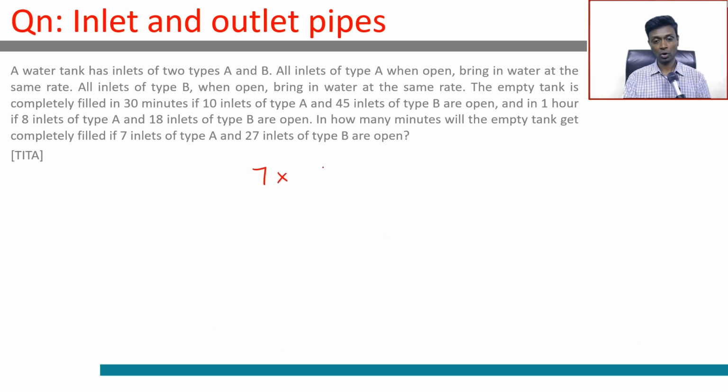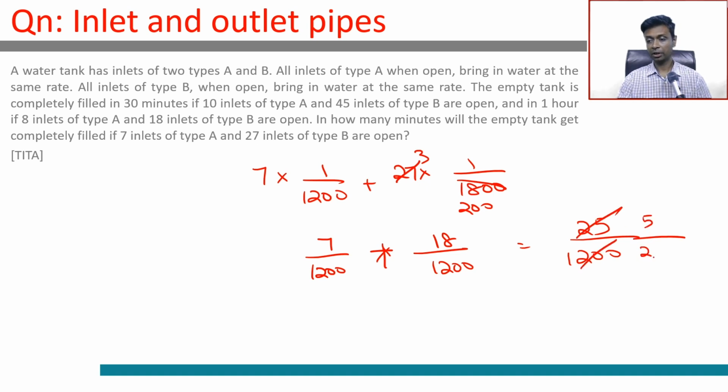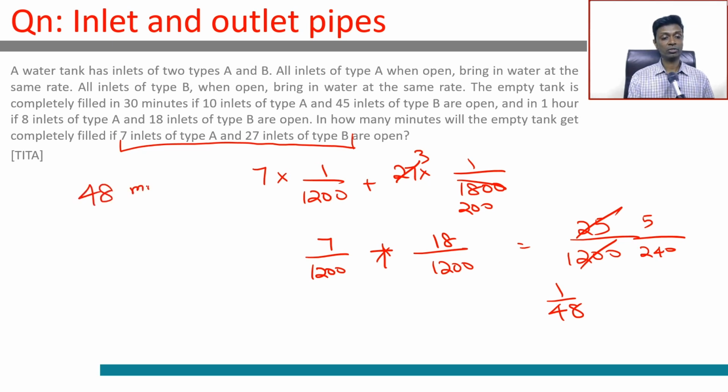7 times 1 by 1200 plus 27 times 1 by 1800, whatever that is. 27 by this is 3 by 200. This is 7 by 1200 plus 18 by 1200, which is 25 by 1200. I'm just taking the LCM as 1200. Divide by 5, 5 by 240 or 1 by 48. This system fills 1/48 of the tank in 1 minute, or it will take 48 minutes to completely fill the tank. Answer is 48.